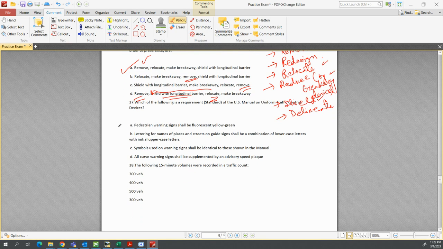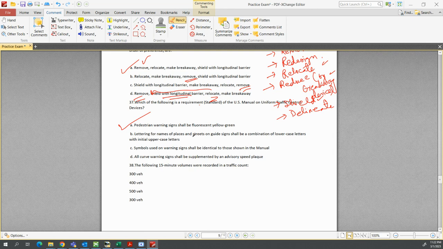The next question is, which of the following is a requirement of the US MUTCD devices? Pedestrian warning signs shall be fluorescent yellow green. Yes, this is a requirement. The other three are actually recommendations, but this is a requirement. But this is not even a recommendation.